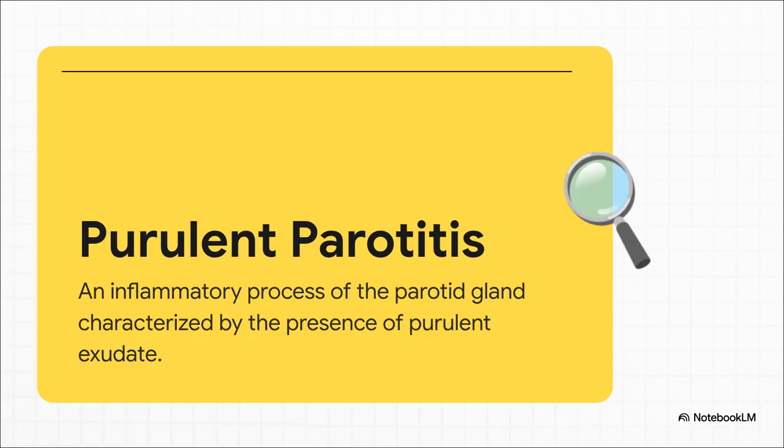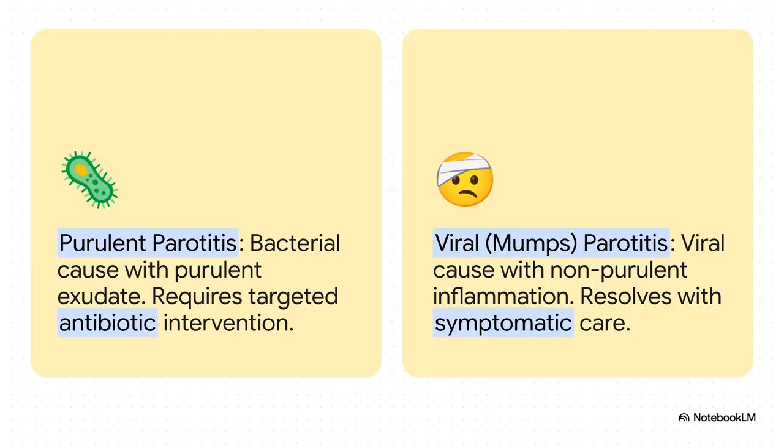So what exactly is purulent parotitis? Well, it all boils down to one simple but absolutely critical feature, the presence of purulent exudates, pus. This one characteristic is what fundamentally separates it from all other types of parotid inflammation. It's the whole ballgame. Think of this as the first major fork in the road for diagnosis.